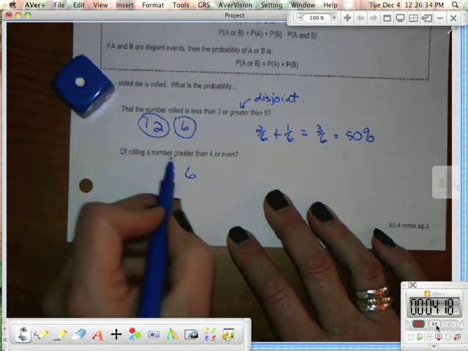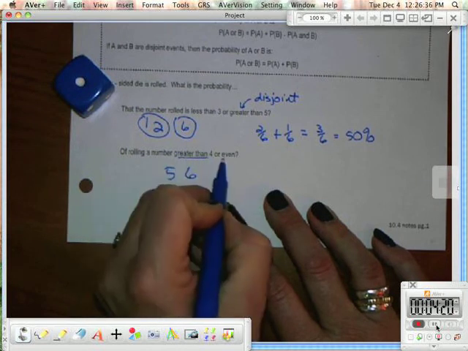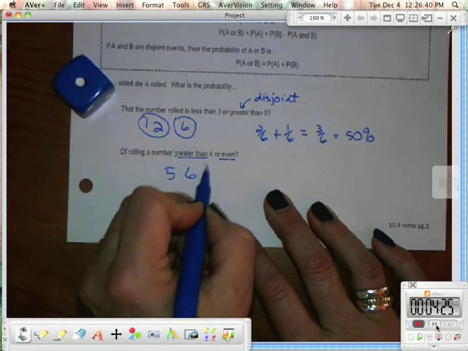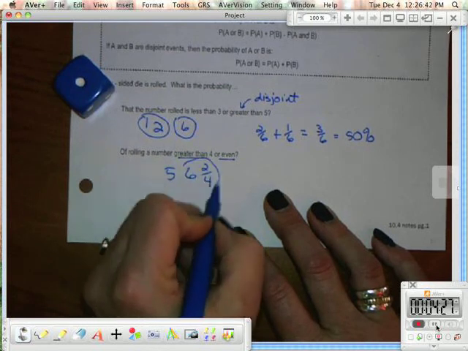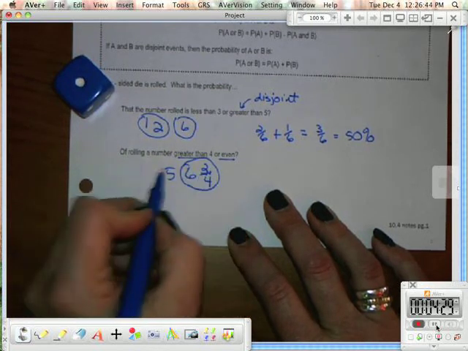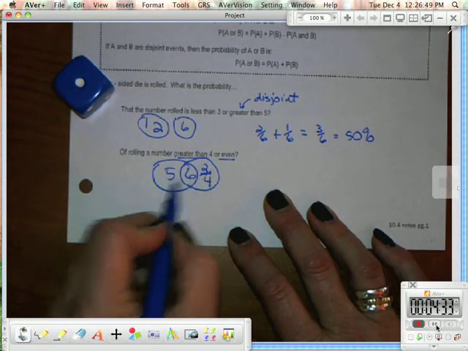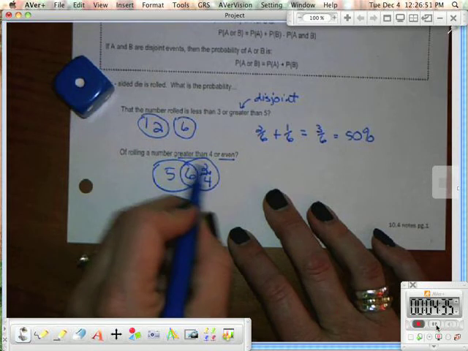That's this right here. The possibilities for an even number are 6, 2, and 4. Oh, I shouldn't draw a line under there, sorry. So look, 6 meets both criteria. So this then is an overlapping event. So we're going to use this other formula right here.